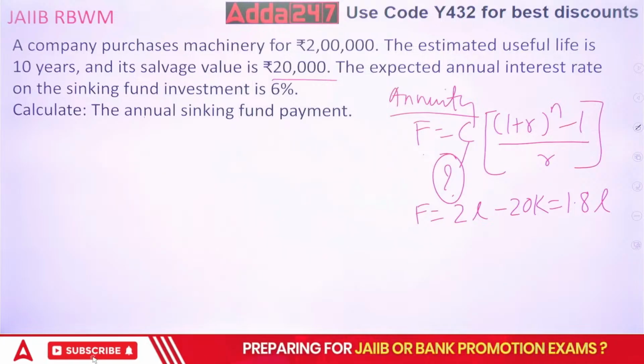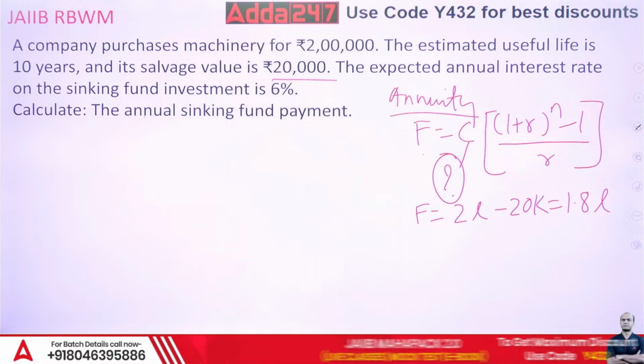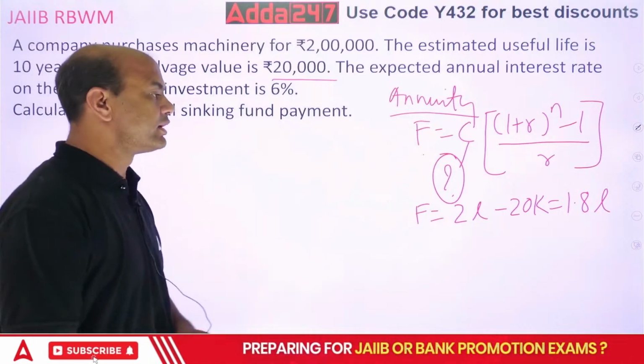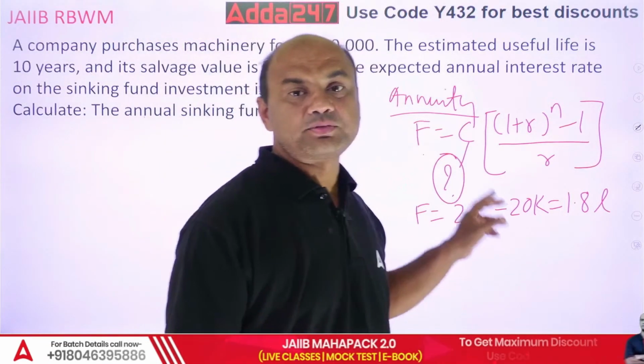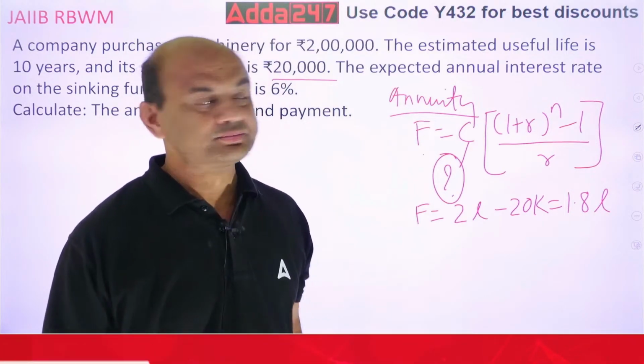Everyone understood this? This is very important. Why? Because you need to understand that the value over here is to be taken after subtraction of salvage value. You need not take 2 lakhs directly.